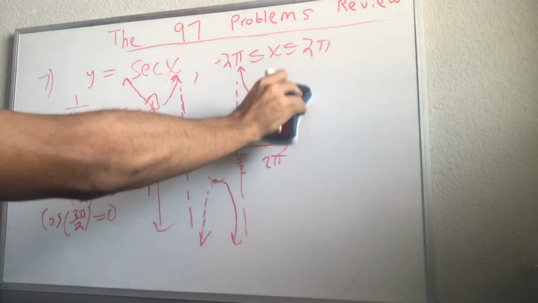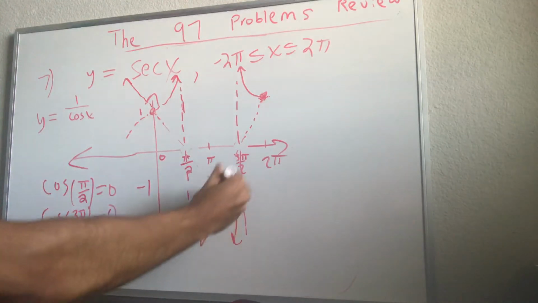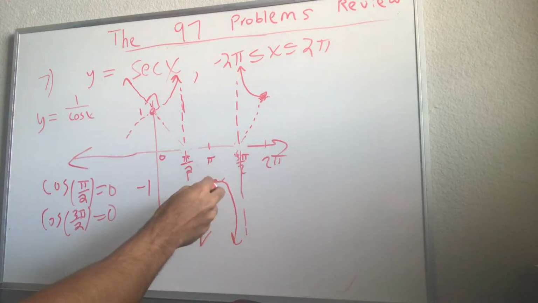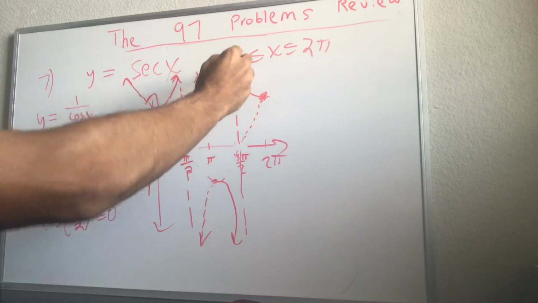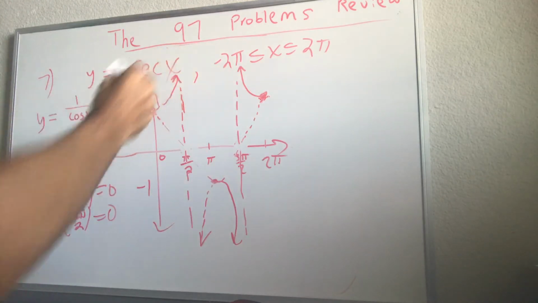But obviously we're only going up to 2 pi. Here, it's bouncing back as well. So we have an upside down u here. We have this over here. We have this over here.